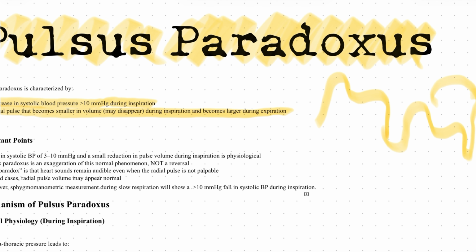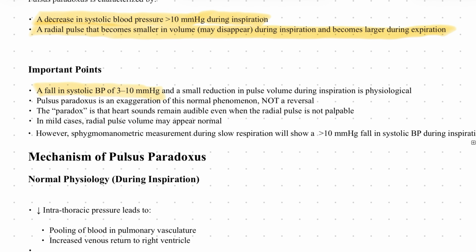So the important points you need to learn in this topic: a fall in systolic blood pressure of 3 to 10 mmHg, most commonly less than 10 mmHg, and a small reduction in pulse volume during inspiration is physiological. As I said, less than 10 is normal. It's fine because of respiration and diaphragm movement, it is accepted. Pulsus paradoxus is an exaggeration of this normal phenomenon, not a reversal. Okay, remember, it's not a reversal.